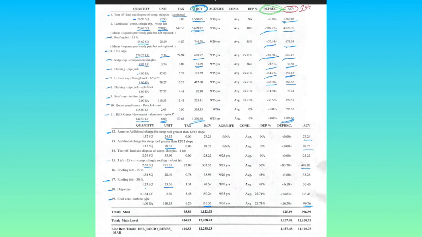So this is your final ACV. That's the first check, the first check that you're going to get back, and the depreciation is on the second check, to equal the total of $12,558. Now, most customers have a $1,000 deductible, so the insurance is going to send them $10,000, and the rest of the money, the $1,000, has to come out of the homeowner's pocket.